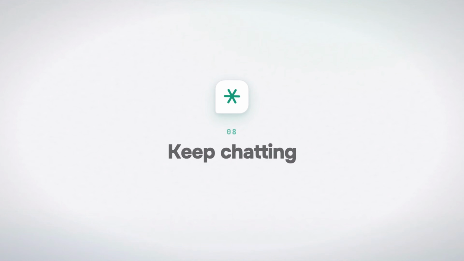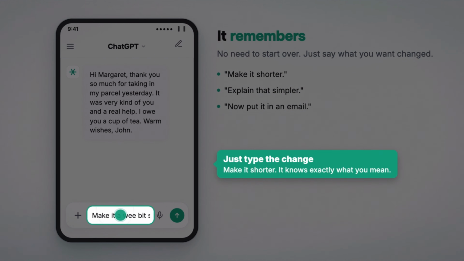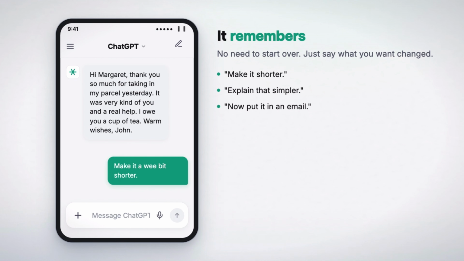Here is a big one that people miss. It remembers what you just said, so you don't need to start over. You just tell it what to change. Make it shorter, explain that simpler. Now put it in an email. Watch. It gave me a thank you note. I just type, make it a bit shorter, and it knows exactly what I mean and trims it right down. You can keep going like that, back and forward, until it is just right.